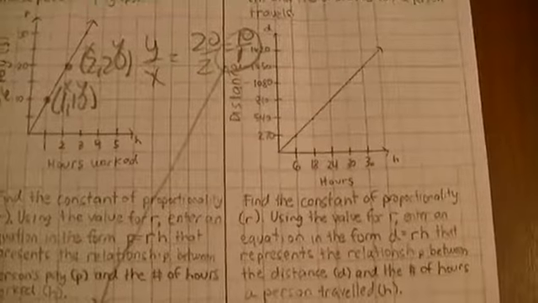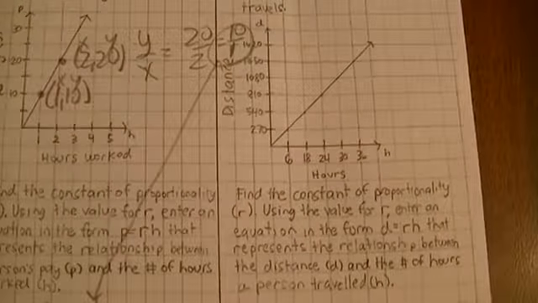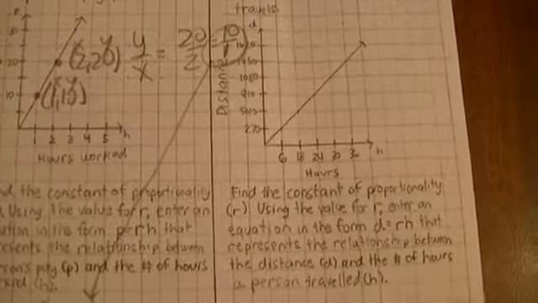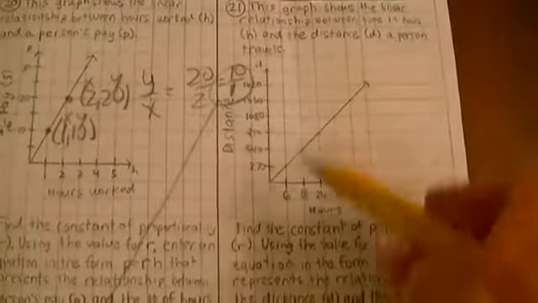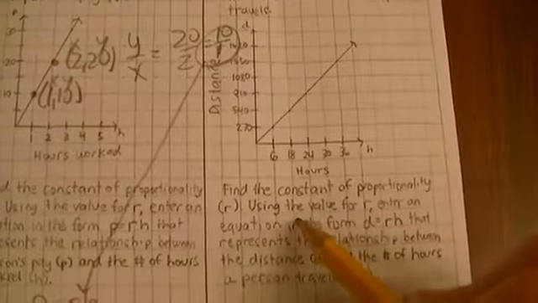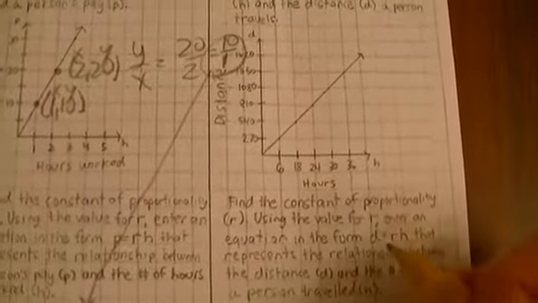There. Or you could put P equals 10H. Both are fine. This graph shows the linear relationship between time and hours, H, and the distance, D, a person travels. Find the constant of proportionality, R, and then use that value to make an equation using that format, okay? So let's go ahead and find our unit rate.